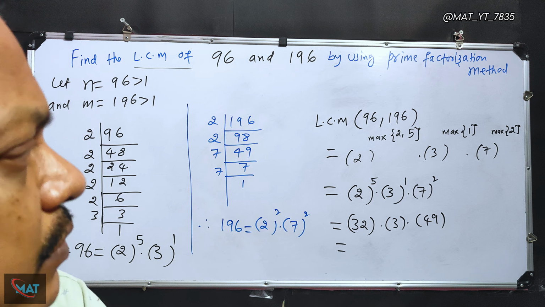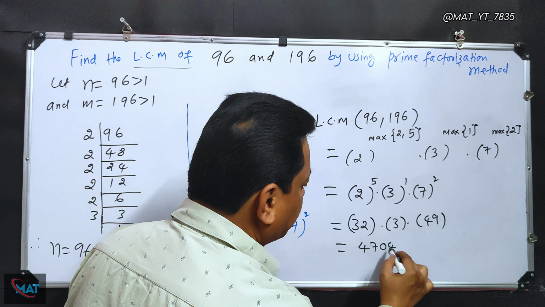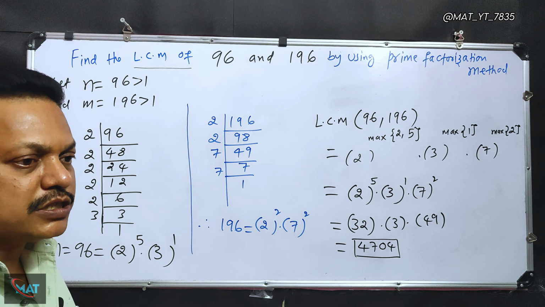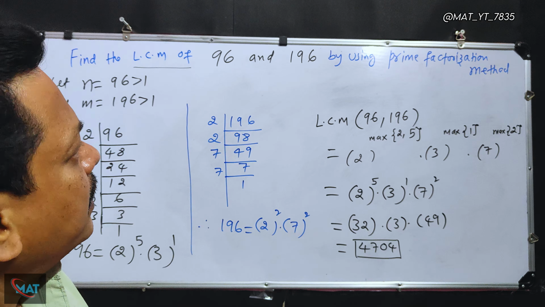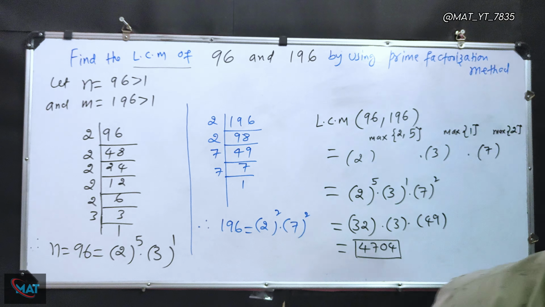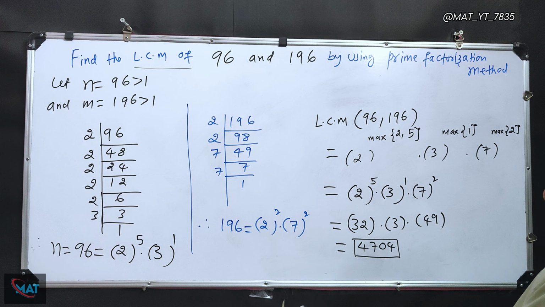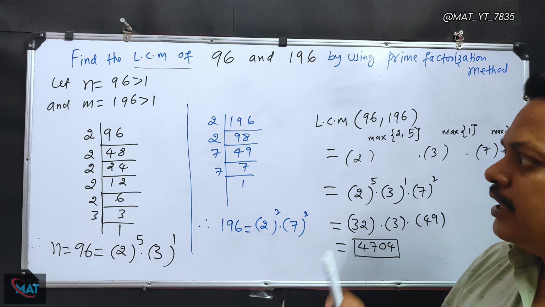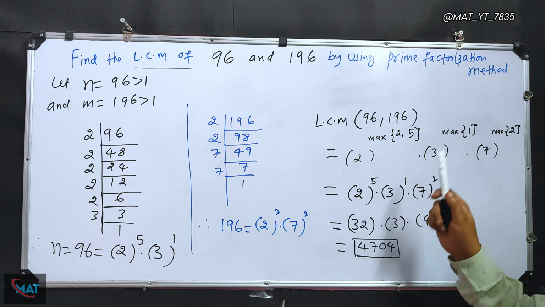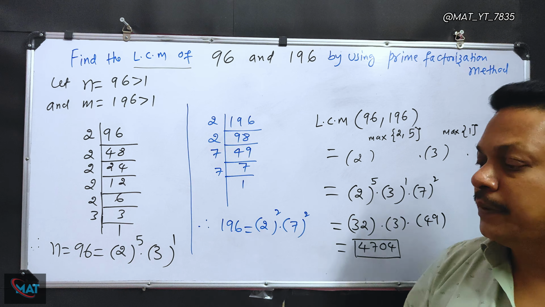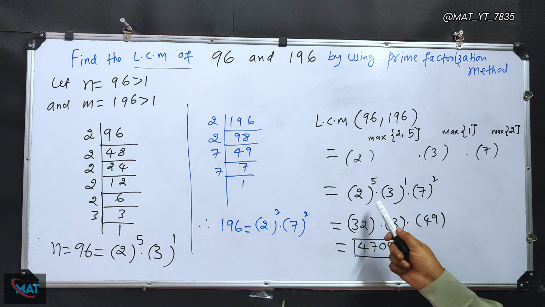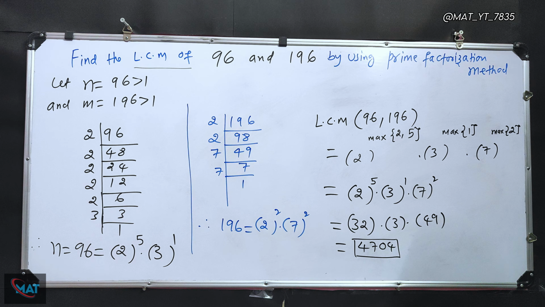4704. That is your LCM, least common multiple. And this is a way to work out LCM and GCD. Be careful. In GCD, we have to take common primes only and take the least power, minimum power of that prime number. In LCM, we take all the prime numbers, and the powers must be the maximum power the prime number attains in any of them. After that, compute the product carefully using a calculator. We get the LCM as 4704 for these two numbers.